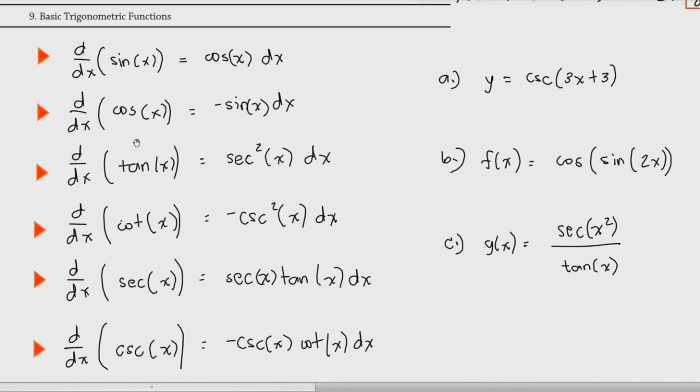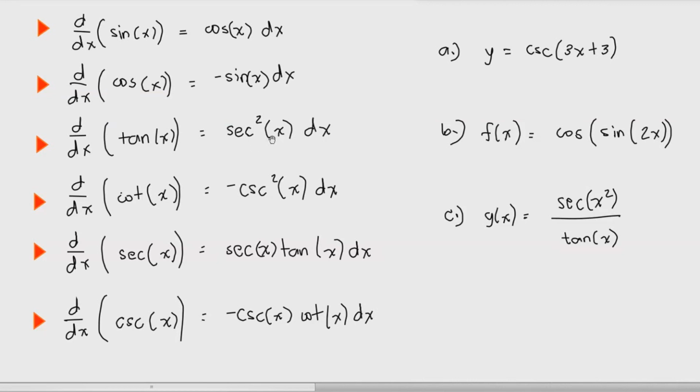So the derivative of sine x would be cosine of x. The derivative of cosine x would be negative sine x. The derivative of tangent x would be secant squared. Cotangent x would be negative cosecant squared. Secant would be secant tangent, and then cosecant would be negative cosecant cotangent x.